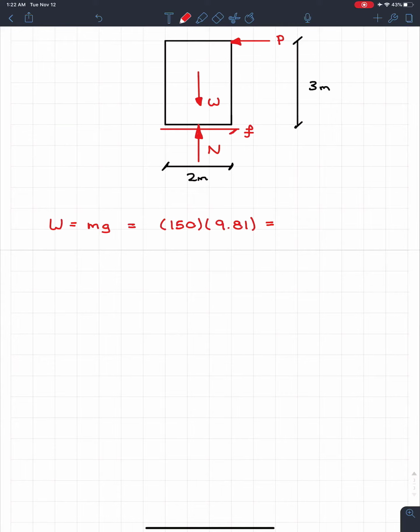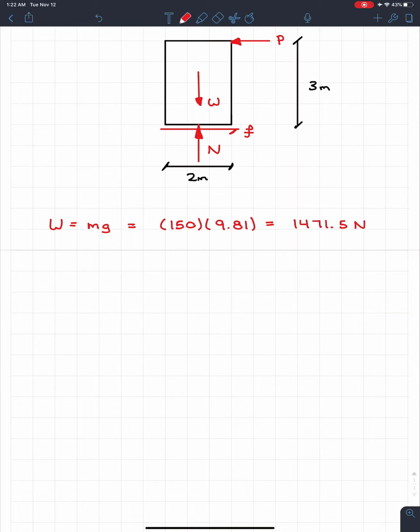So if it's included in the final, which it probably will be for friction, again, all friction problems usually have mass or gravity, something like that. I told them very specifically that we need to include it. But if you do this calculation, what you're going to get is 1471.5 newtons.